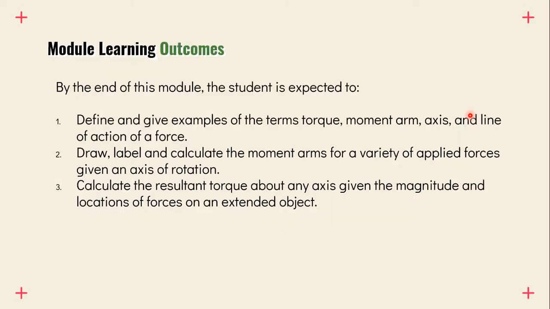So by the end of this module, you are expected to: number 1, define and give examples of the terms torque, moment arm, axis, and line of action of a force. Number 2, draw, label, and calculate the moment arms for a variety of applied forces given the axis of rotation. Number 3, calculate the resultant torque about any axis given the magnitude and locations of forces on an extended object.